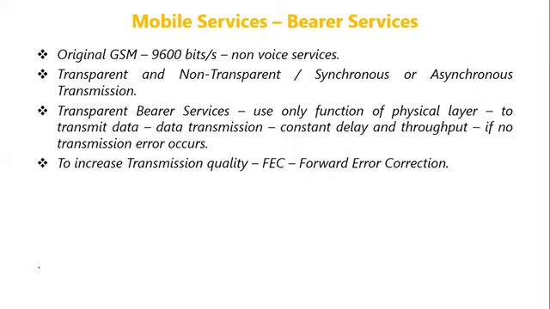Depending on the different forward error correction techniques available, there are different data rates available under this scheme, like 2.4 kilobits per second, 4.8 kilobits per second, or 9.6 kilobits per second. Transparent bearer services do not try to recover lost data. If there is some data loss, for example shadowing or interruption due to handover, all these are ignored by the transparent bearer services.